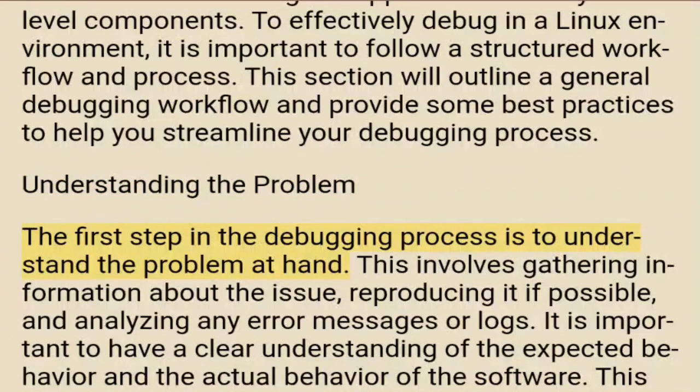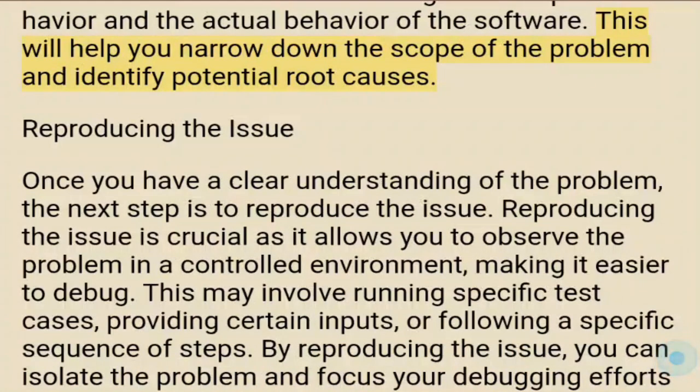The first step in the debugging process is to understand the problem at hand. This involves gathering information about the issue, reproducing it if possible, and analyzing any error messages or logs. It is important to have a clear understanding of the expected behavior and the actual behavior of the software. This will help you narrow down the scope of the problem and identify potential root causes.